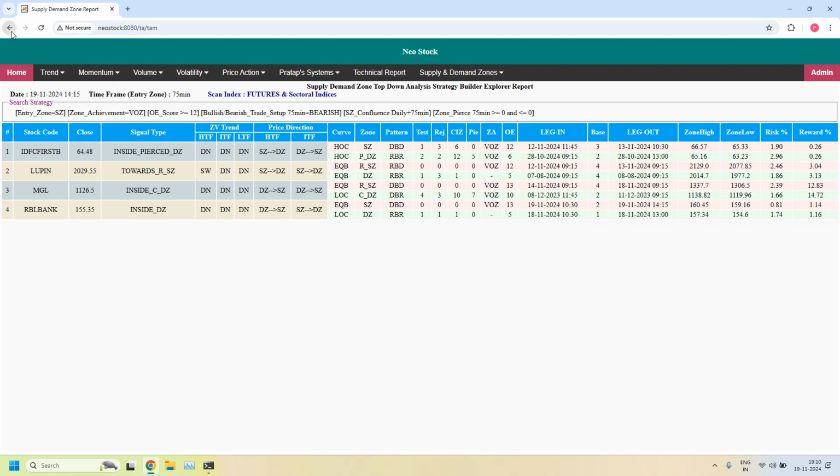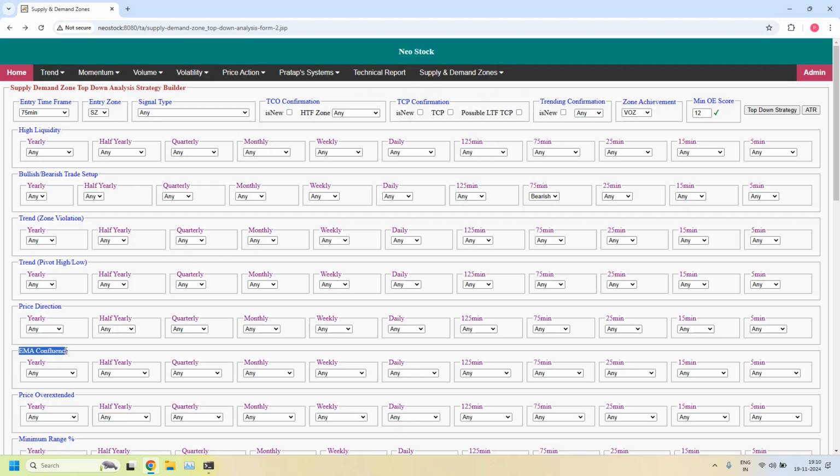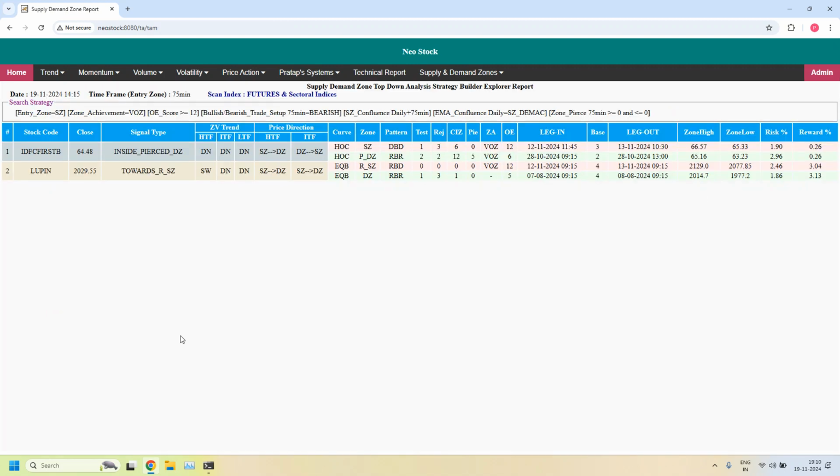Let's identify them. So in the EMA confluence at a daily time frame, because the 75 minutes entry supply zone is part of the daily supply zone, if this daily supply zone is having daily EMA confluence, it could be even more high probability setup. Let's verify. We got 2 stocks. So these 2 daily supply zones are having daily EMA confluence.